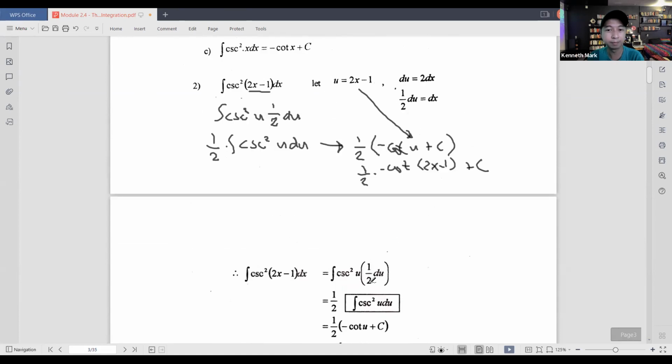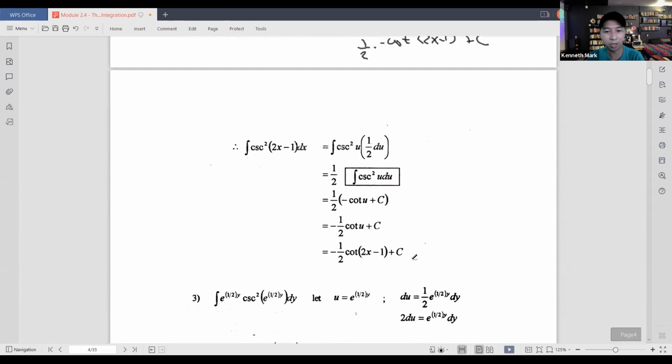Ba't negative to? Oh, negative nga. Ayan. So we can simplify further, no? So pwede siya maging negative cotangent of 2x minus 1 over 2 plus c. Ayan. So it can be this one. Correct din to. Correct din to. Okay. So simple lang.